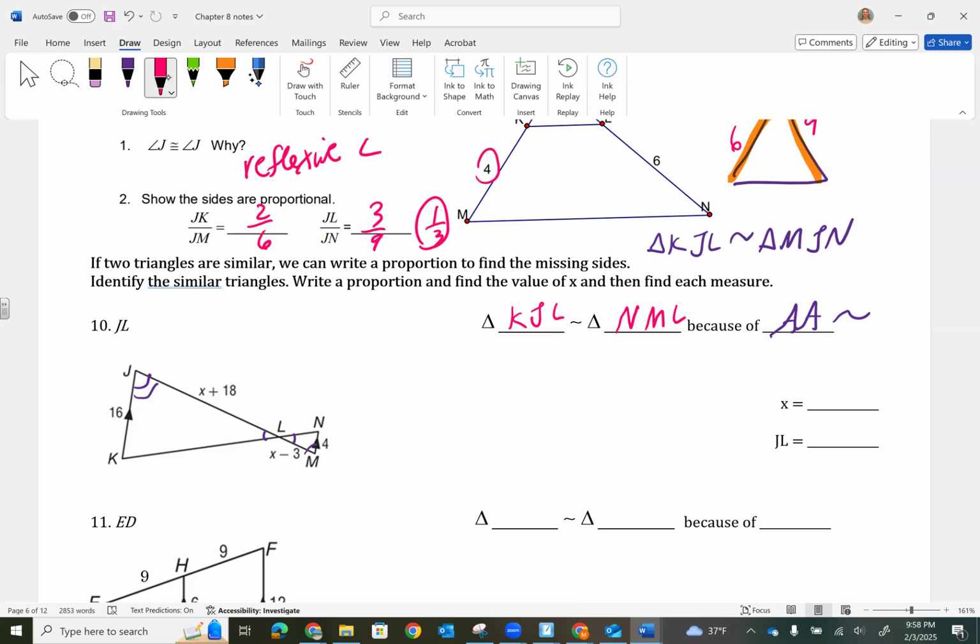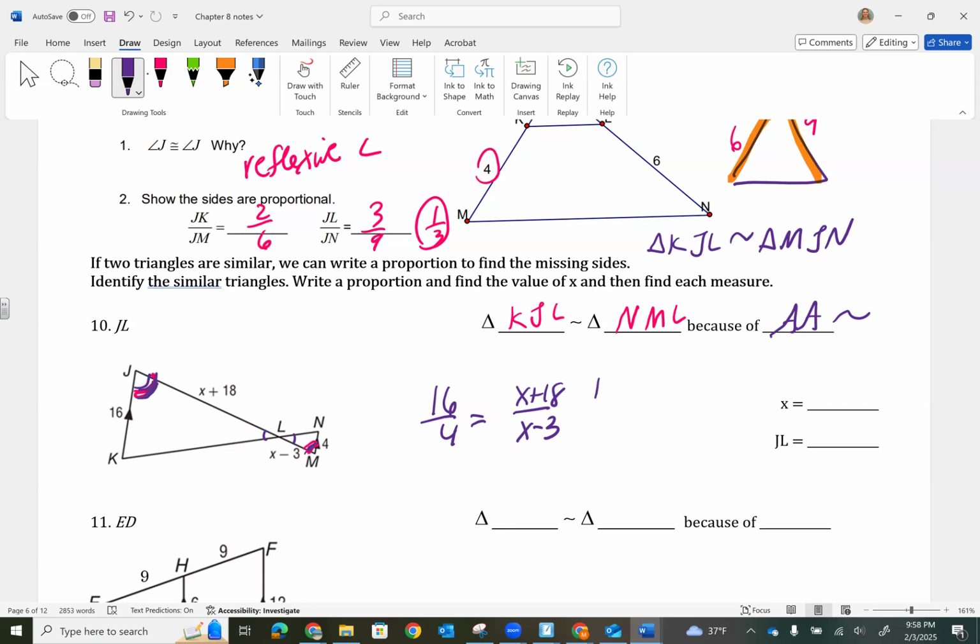And it's not angle side, it's angle similarity. And then marking these two angles that are going to be congruent to each other, that's going to help us as we write a proportion. So you have to write a proportion of corresponding sides. So obviously 16 goes with 4. We know that. And then we also would have x plus 18 going with x minus 3. Okay, they kind of alternate like that. Okay, they're the ones that are closest to the angle, the common angle that we know.